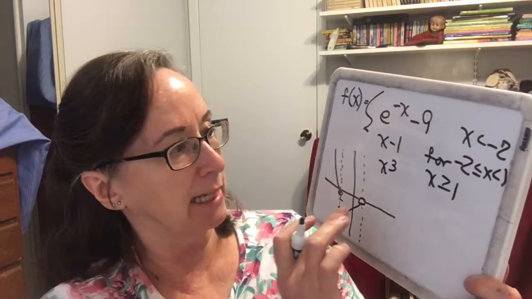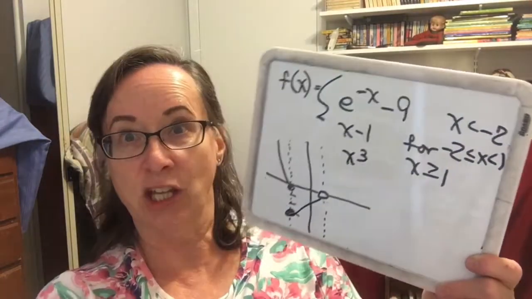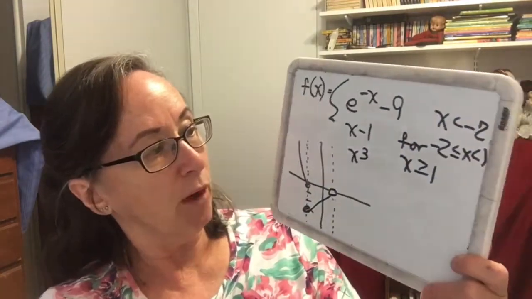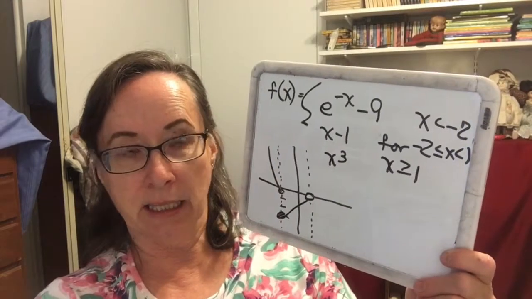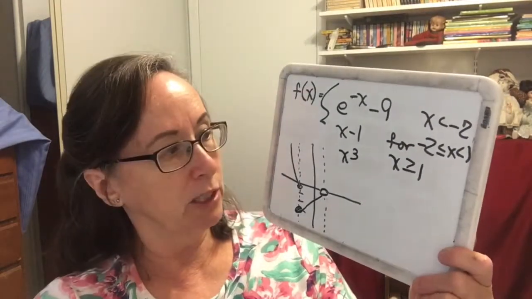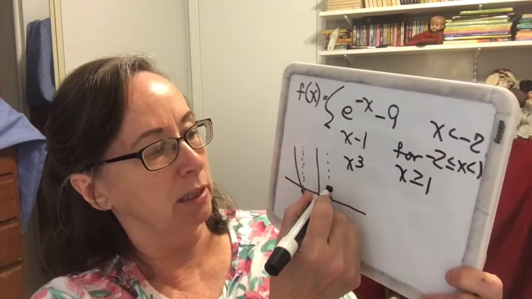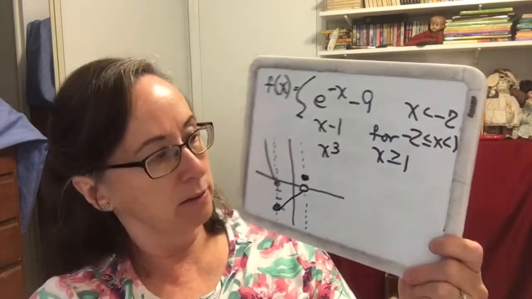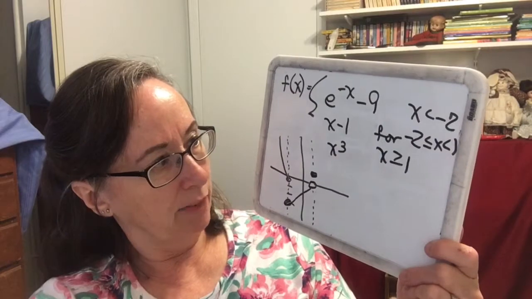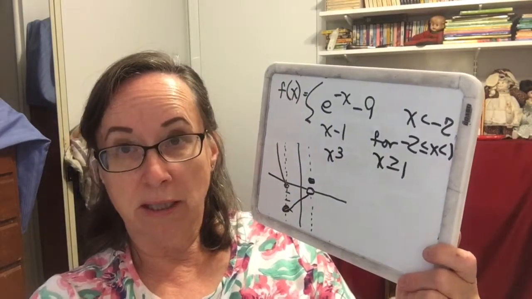And then lastly, the last part of the domain is cubic. Okay, so when I plug in a 1, I get 1 cubed, which is 1. So I'm going to start right here at 1, and I can put a closed dot there, and then 2 cubed is 8.